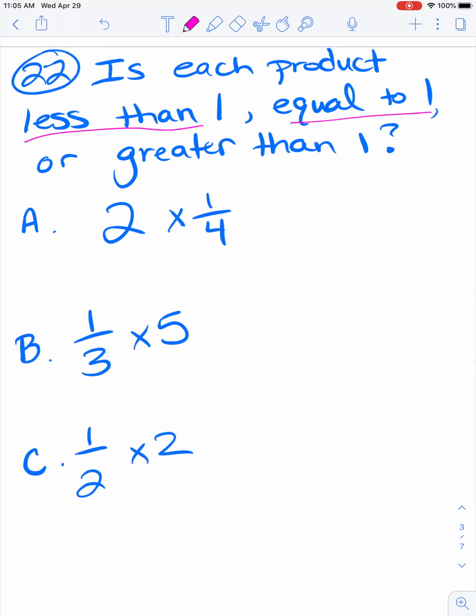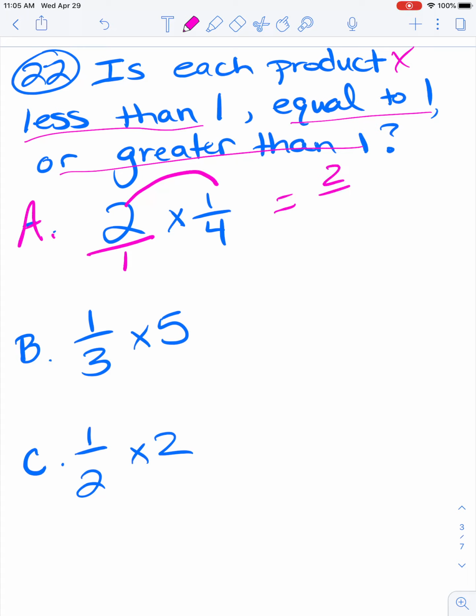Here it says, is each product less than 1, equal to 1, or greater than 1? Product means multiply. Remember, you can put any whole number over 1. It still means 2 wholes, okay? Because 1/1 plus 1/1 equals 2 over 1. 1/1, 1 whole. 1/1, 1 whole equals 2 wholes. Okay, just showing you, whoops, all that little work.